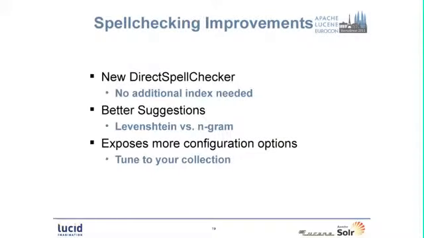Spell checking. Lucene spell checking, in my opinion, was not very great in the past. And so it would be nice if we could make some improvements here. One improvement would be to get rid of the extra index. This is a big problem. If you have something like distributed search, it's something else you have to manage to deal with this extra index.